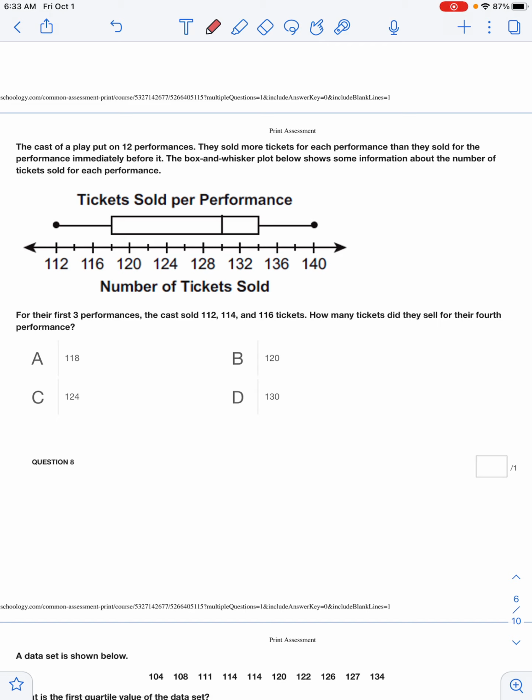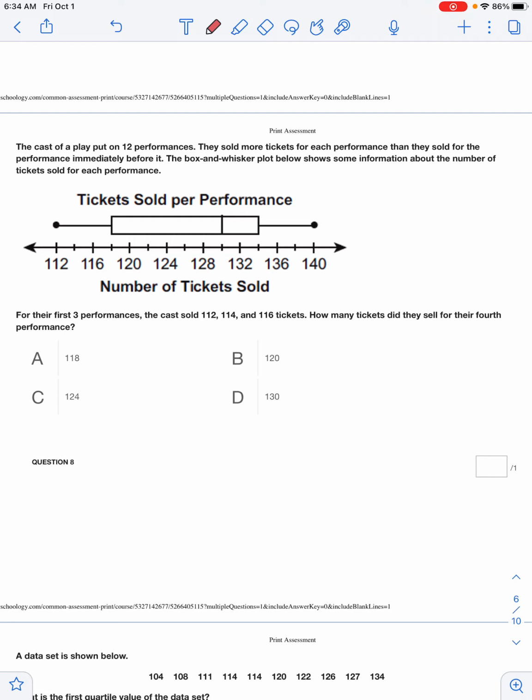All right, question 7 says the cast of a play put on 12 performances. They sold more tickets for each performance than they sold for the performance immediately before it. The box and whisker plot below shows some information about the number of tickets sold for each performance. So for their first 3 performances, the cast sold 112, 114, and 116 tickets. How many tickets did they sell for their 4th performance?